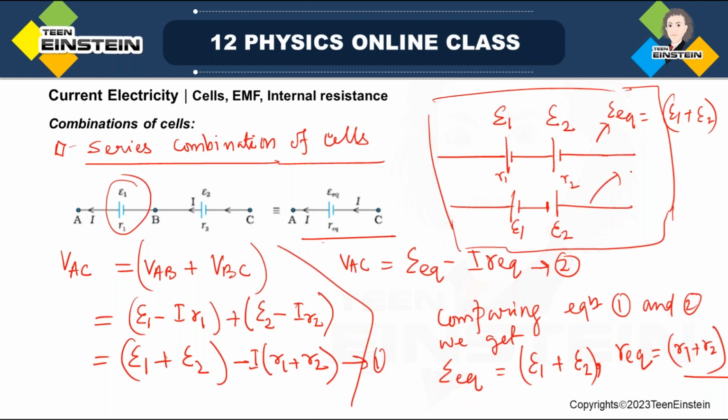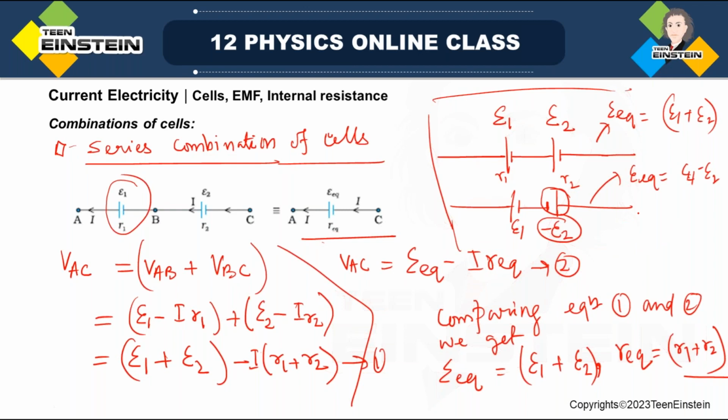But for this one, what will be the case? It will be E1 minus E2. Why? This is in opposite polarity. This will be with a minus sign. This is in opposite polarity. Okay. So this is the thing.